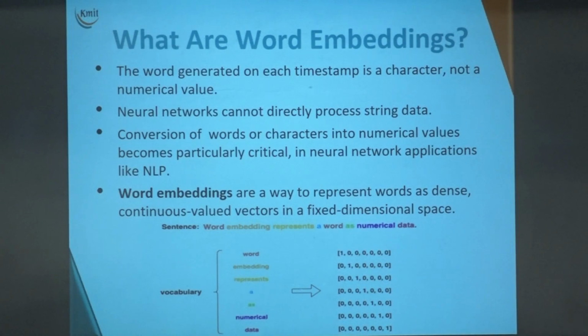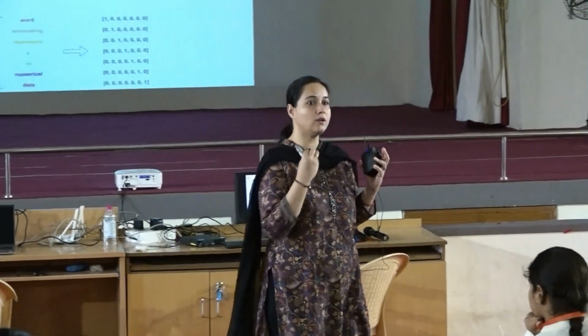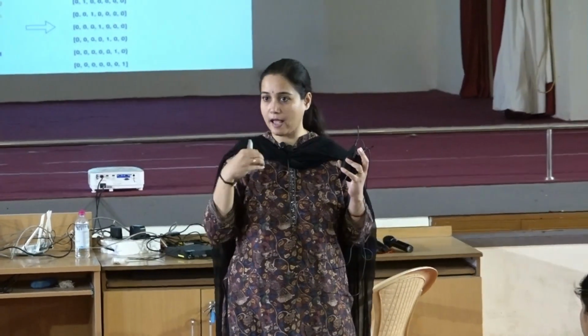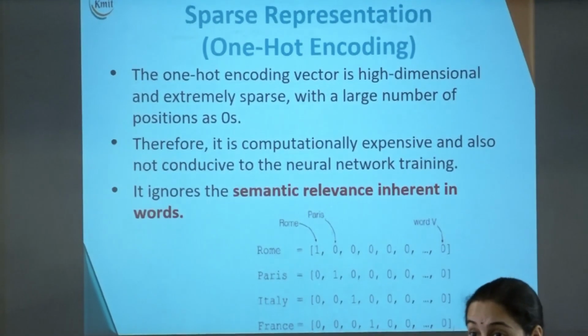Through word embeddings, you are finding a way to represent the words as dense, continuous valued vectors in a fixed dimensional space. Okay, so try to understand this. The machine understands numerical values. You are trying to convert the words in your text, whatever you are giving as input, into machine readable vectors. That is called word embeddings. Are you clear with word embedding? Yeah. So there are several ways of representing these word embeddings.